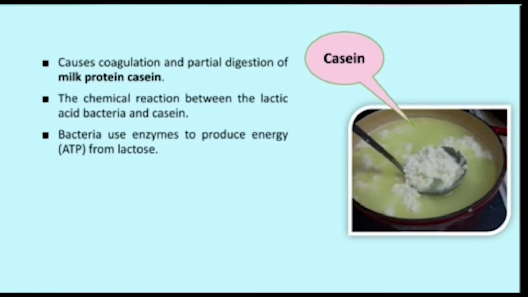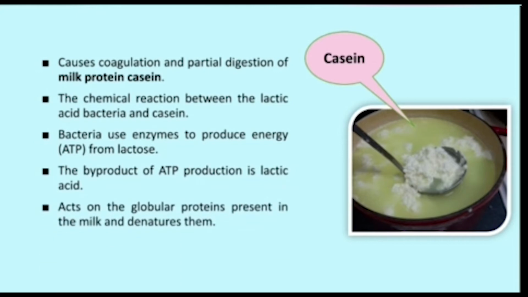During fermentation, the bacteria use enzymes to produce energy from lactose. The byproduct of ATP production is lactic acid. Lactic acid acts on the globular proteins present in the milk and denatures them.